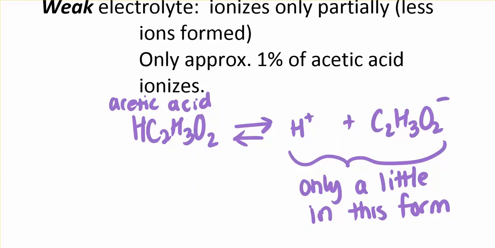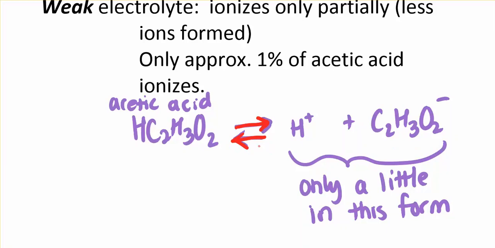Notice the arrows that I have, they go both ways. That means that once it breaks apart, these two find each other sometimes and go back to being the molecular form. This is what we call a reversible reaction. It also gives you another way to tell if it's strong or weak. On the weak electrolytes, the arrows go both ways, and that is why only a little bit of it will be in the ion form. On the strong, the arrow only goes forward, and that means when it breaks apart, it stays apart.